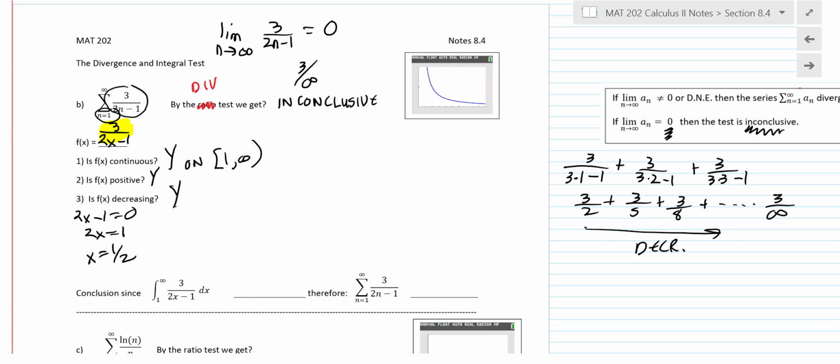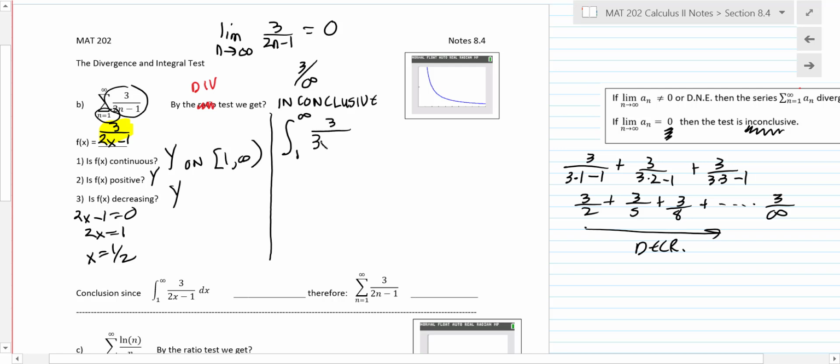Okay, so that means that we're ready to go through and look at the integral test. So what we want to do next is let's get going on the integral test. So what we're going to do is the improper integral from 1 to infinity of 3 over 3x minus 1. You want to change that variable to x because we're dealing with a function now.